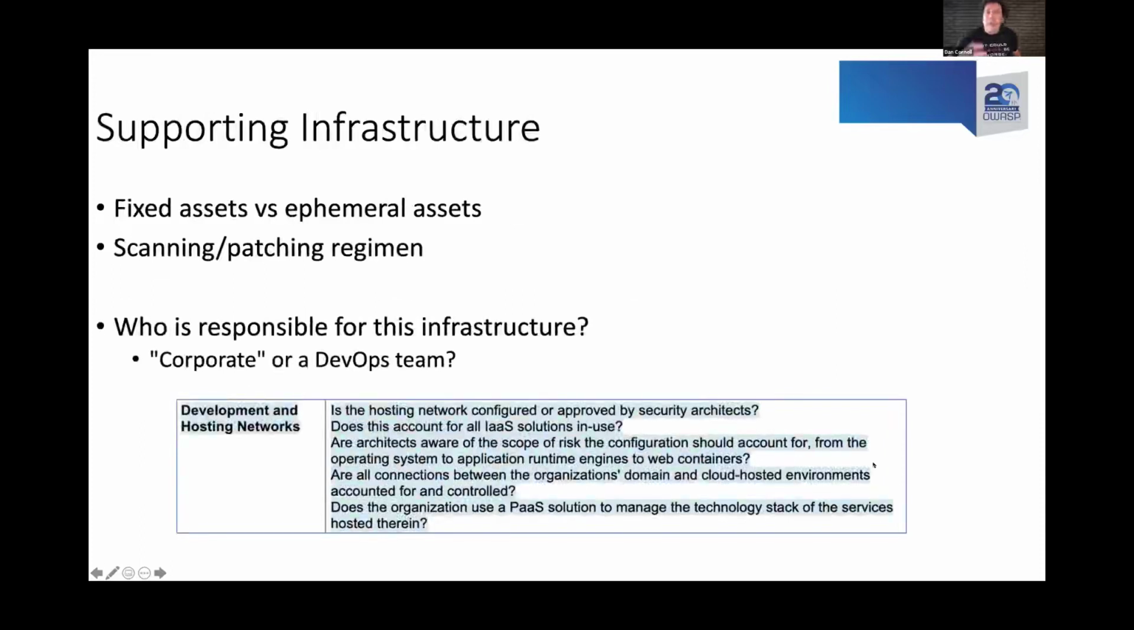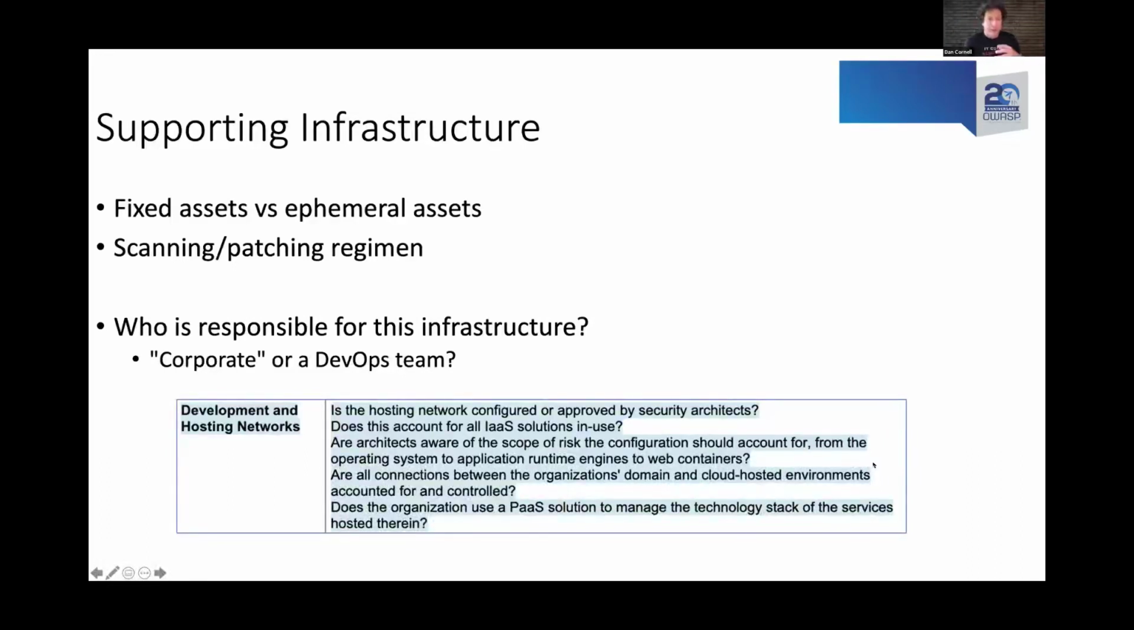Now, it's important first to think about the infrastructure supporting your CI/CD pipeline, right? Are these fixed assets? Are these bare metal servers or virtual servers that live for a long time? Or are these ephemeral assets, virtual servers that pop up and pop down, or containers that spin up and spin down? And how does that fit into your scanning regimen?